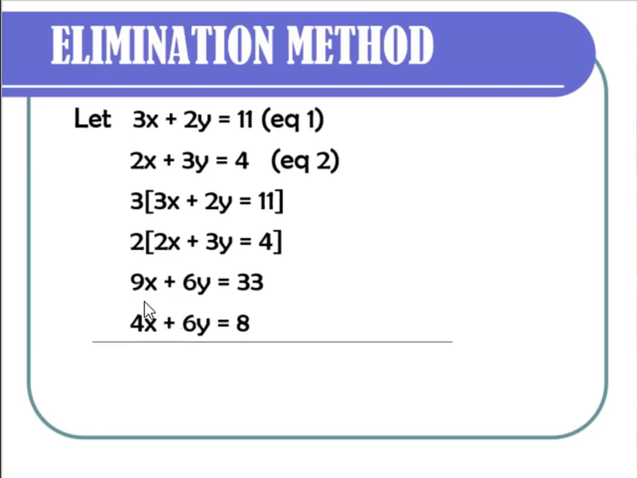So, we subtract equation 1 by equation 2. 9x minus 4x is equal to 5x. Then, 6y minus 6y, mawawala na yon. Ang matitira na lang ay 33 minus 8 is equal to 25. So, we now have 5x is equal to 25. Ang coefficient ng x ay 5. Para mawala yan, divide both sides by 5. Therefore, the value of x is equal to 5.